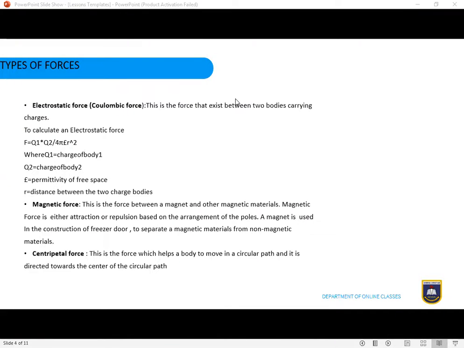A planet moving in its orbit around the sun. Yeah, it's correct. Okay, thank you very much. Sir, the moon orbiting the earth. The moon orbiting the earth. Correct. That's good. Excellent. Any other?